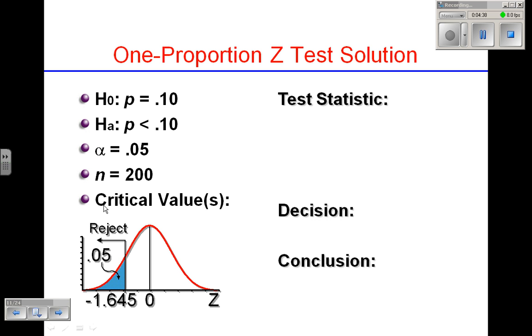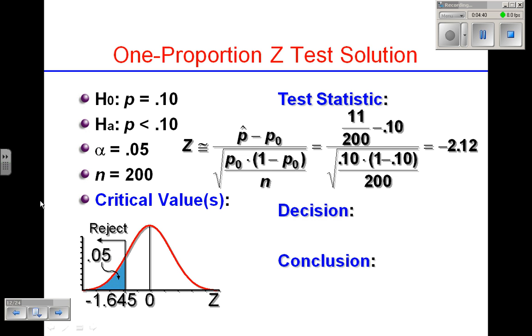Based off of that, then, we can do a test statistic using this formula. So p hat was what was given to you. It was 11 divided by 200, 11 out of the sample of 200, minus our null hypothesis of 10%, divided by, you use the null hypothesis of 10% to calculate your standard deviation, and you get a z statistic of negative 2.12. That is obviously less than our negative 1.645, so our p-value is going to be much lower than 5% because our test statistic is going to be lower than negative 1.645.